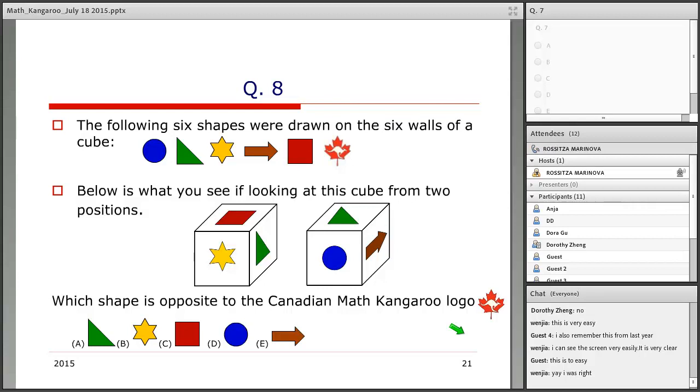If you have a cube at home, maybe you can use a cube and put a sticky on it to see which is the square, which is the star, and rotate the cube to figure out what is the shape opposite to the logo of Canadian Math Kangaroo. So have fun. I will be giving you maybe a little bit more time for this one, and I'll have the code ready for you.